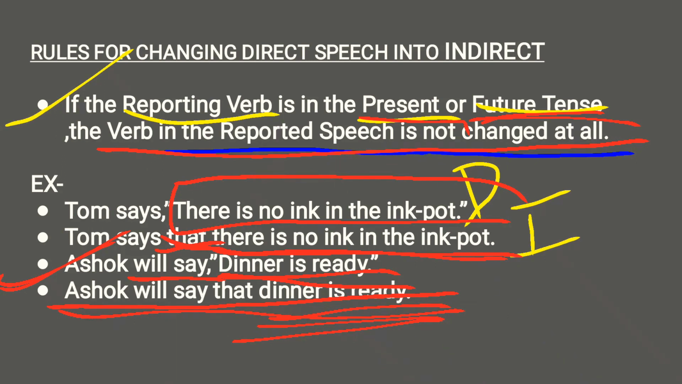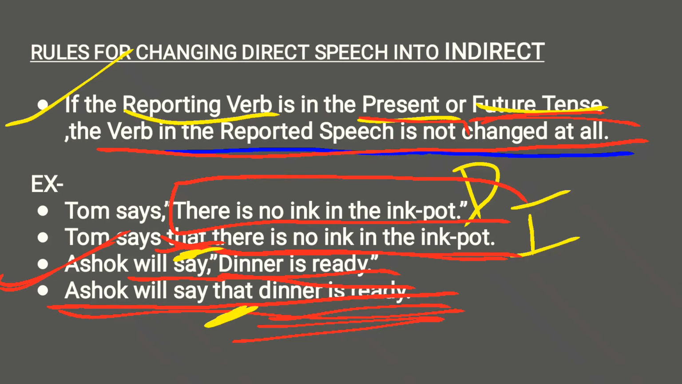So here we have come to know about the first rule of changing direct speech into indirect, and we have come to know that if the reporting verb is in present or future tense, then the verb in the reported speech is not changed at all. That means we write the exact word, but we add the conjunction that. So whenever I am writing this particular sentence into indirect speech, I have added that as our conjunction. Here also I have used that and I have written exactly the reported speech in the indirect speech also. Okay, I hope this is very clear to everybody.